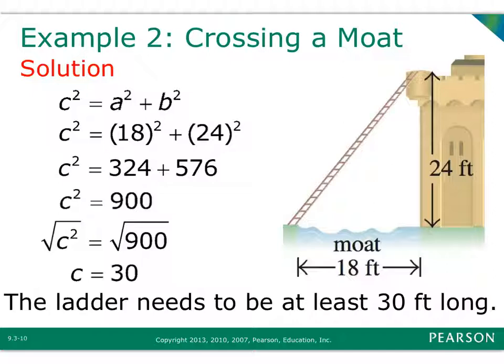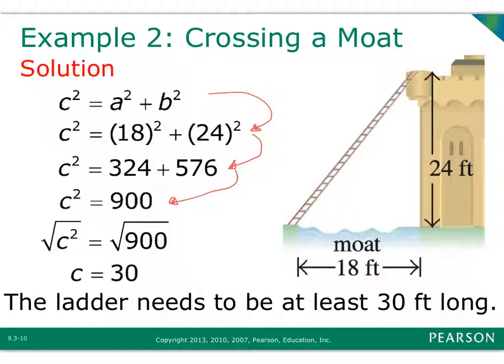So here's our solution. C squared is equal to A squared plus B squared. Now we have 18 feet, which is A, and B is 24 feet. We plug in the numbers, square them, and add them together, and we get C squared is equal to 900.